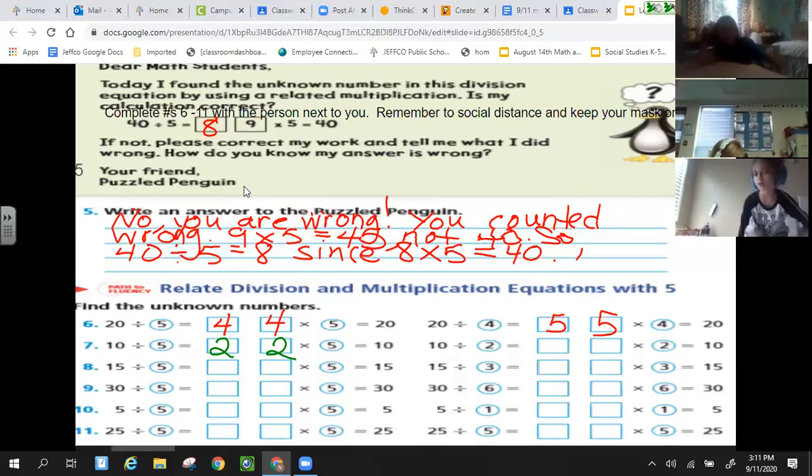So let's see, what number is going to go here? If 10 divided by 5 is 2, 10 divided by 2 must be 5. And 5 times 2 equals 10. Okay. Go ahead and finish this page. You can do it with a partner.